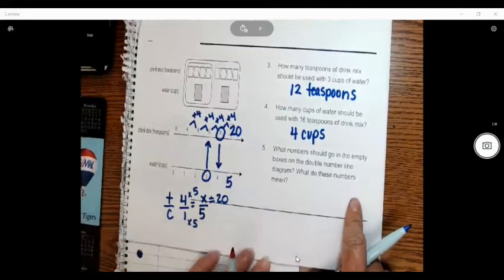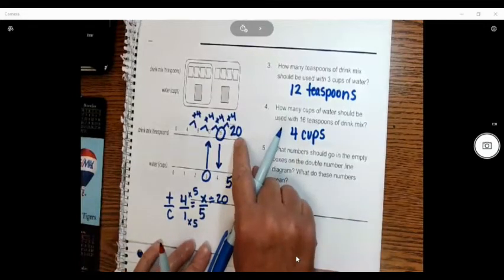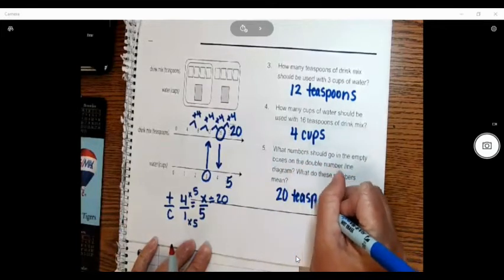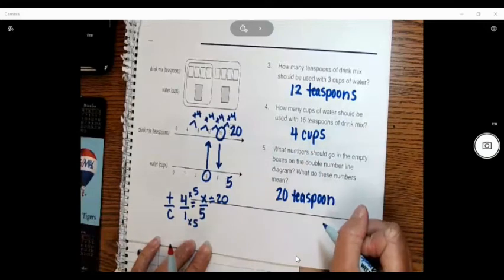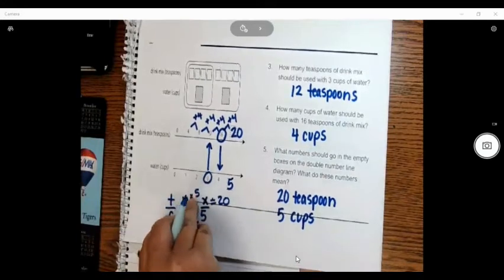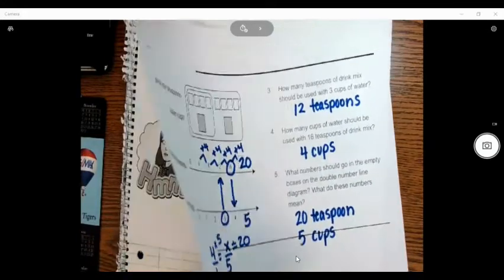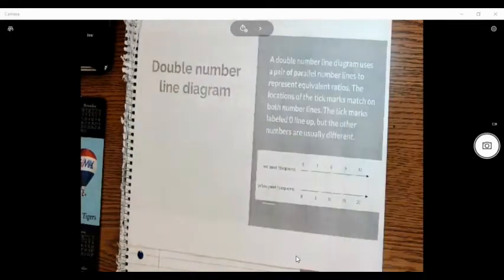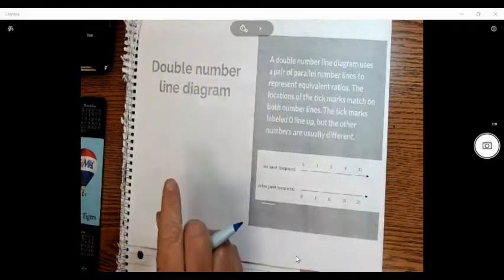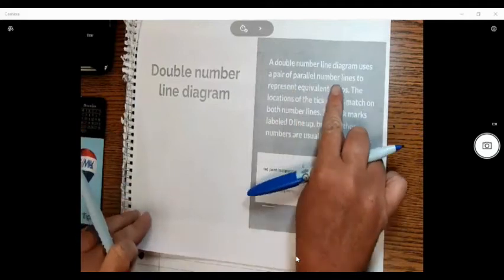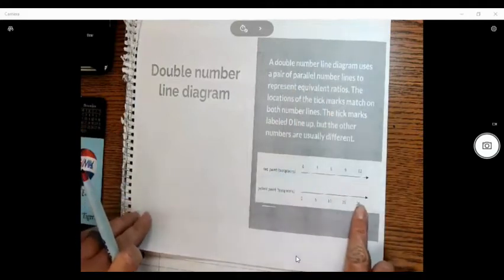So what do these numbers mean? What does the 20 mean? 20 teaspoons. What does the 5 mean? 5 cups of water. That's what should be written in your workbook. We talked about a double number line, and they call it a double number line diagram, but it just uses a pair of parallel lines to represent equal ratios.